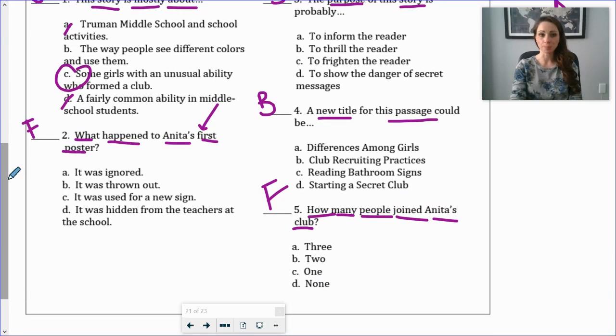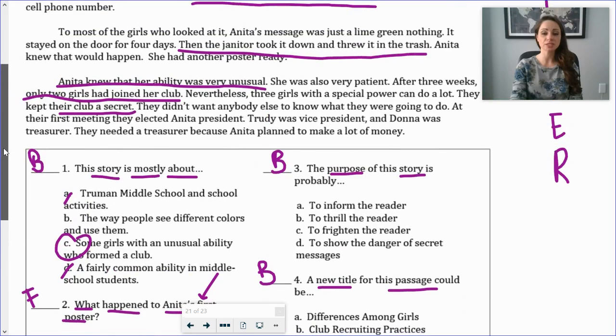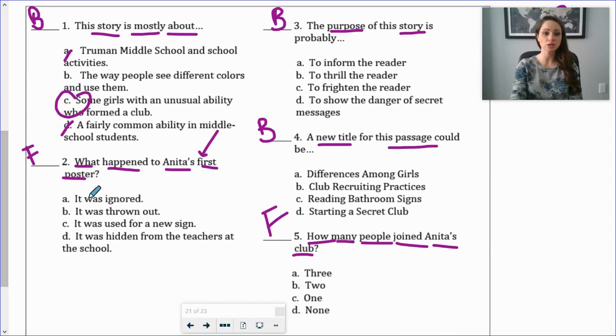Okay, number 2. What happened to Anita's first poster? That was factual, and we remember it told us right here the janitor took it down and threw it in the trash. So our best answer, it was ignored. No. It was thrown out. Yes. It was used for a new sign. No. It was hidden from the teachers at the school. No. Our best answer is B.